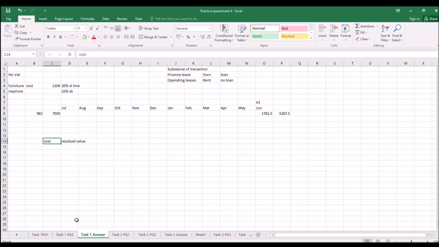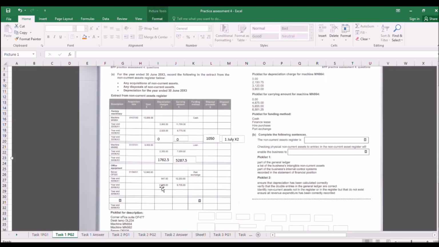Cost minus residual value, and then it would either be times by depreciation rate, or it would be divided by a useful economic life. So you would have one of those two things going on: cost minus residual value times by depreciation rate, or cost minus residual value divided by the useful economic life. What we can see here is these two items: the depreciation rate is basically 1 over the useful economic life in terms of years. We haven't got anything here to tell us what that would be.